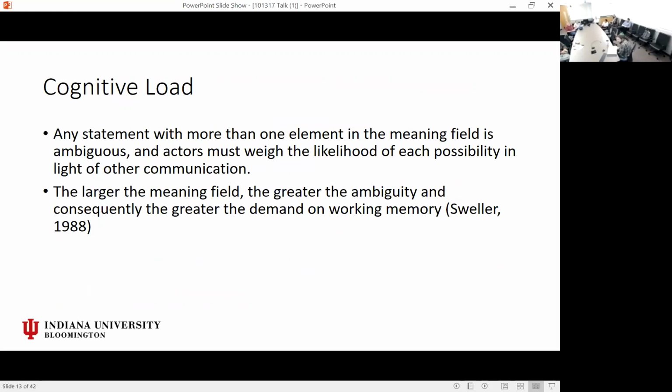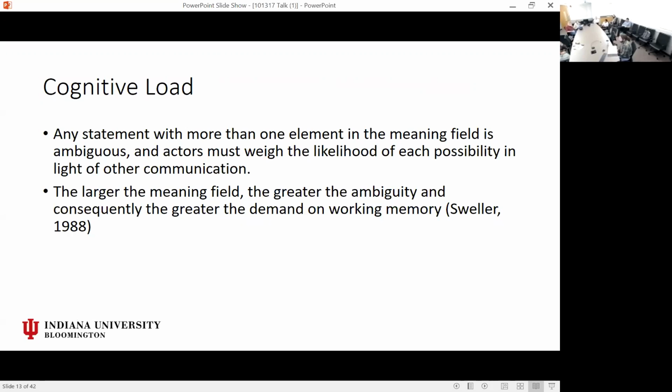So cognitive load is sort of an unrefined idea here that I'm presenting, but there's a potential connection between how well populated a meaning field is and the cognitive load associated with interpreting the speech act. Because any statement with more than one element in the meaning field is ambiguous, the actors have to weigh which one is more likely. So the larger the meaning field, the greater the ambiguity, and consequently, the greater the demand on working memory, which is one definition of cognitive load.